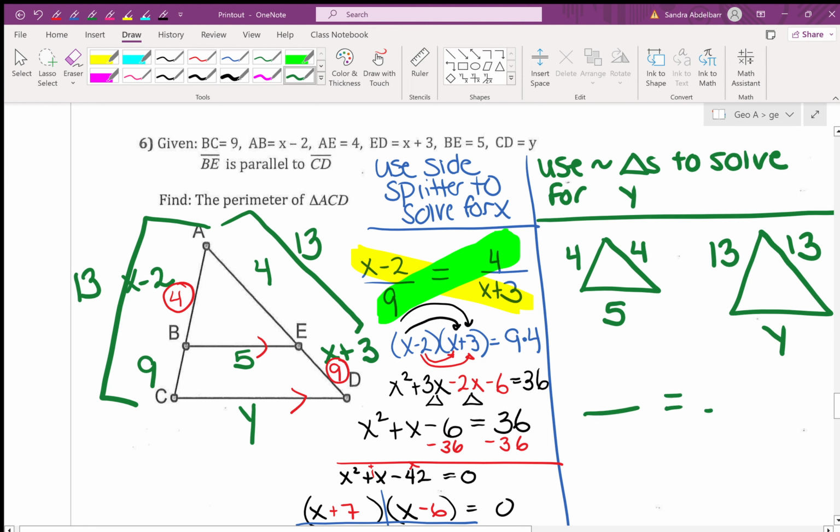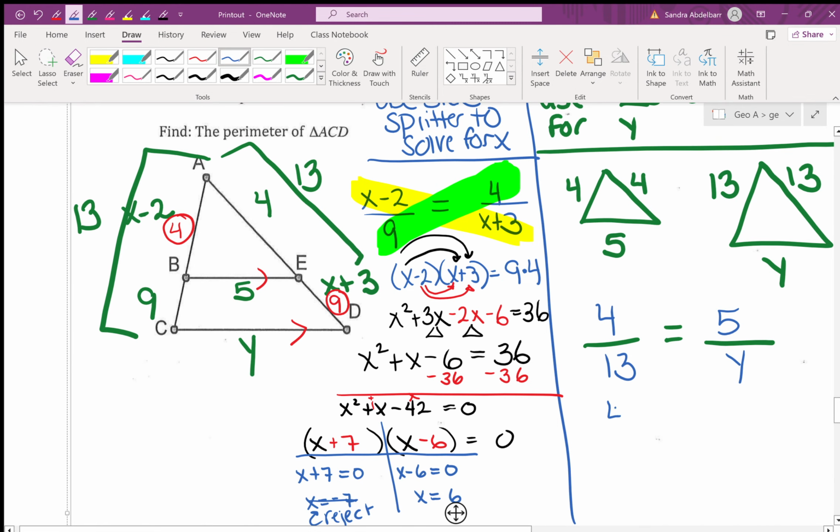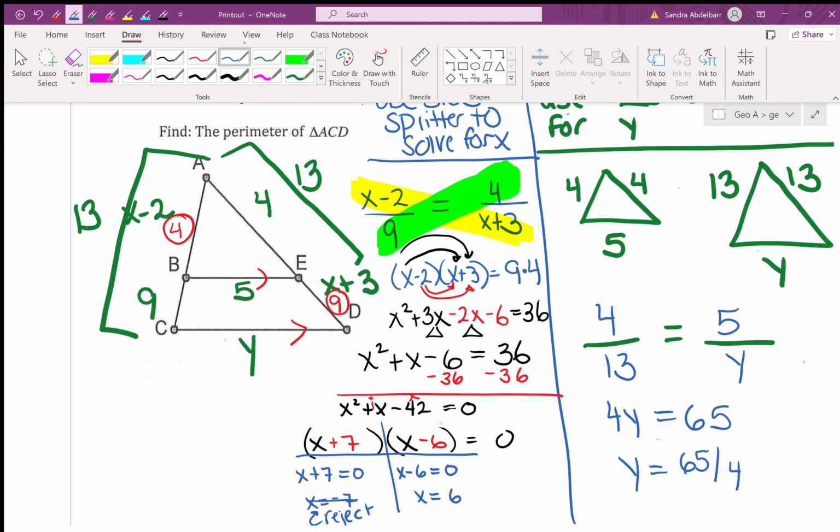Can somebody set up a proportion for me? Thanks, Cam. 4 over 13 equals 5 over y. You got it. So here we're going to have 4y equals 65. Now, generally speaking, I would just leave it as 65 over 4. But ultimately, what am I asking you to find? The perimeter. And if I'm asking you to add, it's a lot easier to add decimals than it is to add improper fractions. So as long as that decimal is not a repeating decimal, we can change it to a decimal.